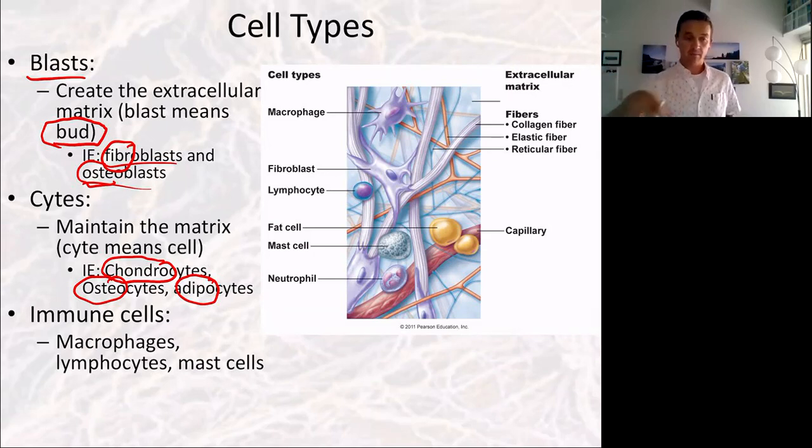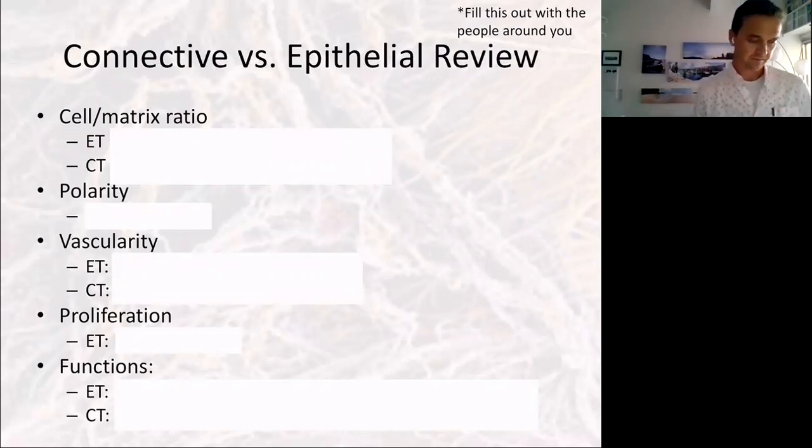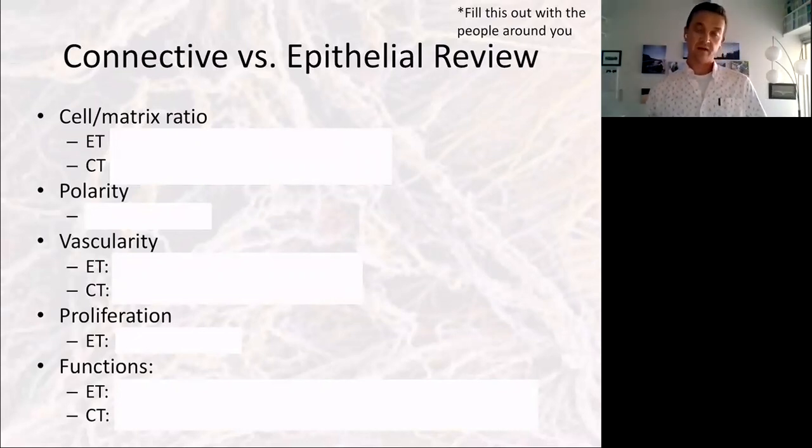And then we also always have immune cells scattered throughout connective tissue as well: macrophages, lymphocytes, and mast cells. Okay, so a quick little review. I would recommend that you pause your video right now and see if you can run through this and compare and contrast these characteristics of epithelial tissue, ET, versus connective tissue. So pause it, see how much you can walk through that, and then start it up and I'll walk you through it.